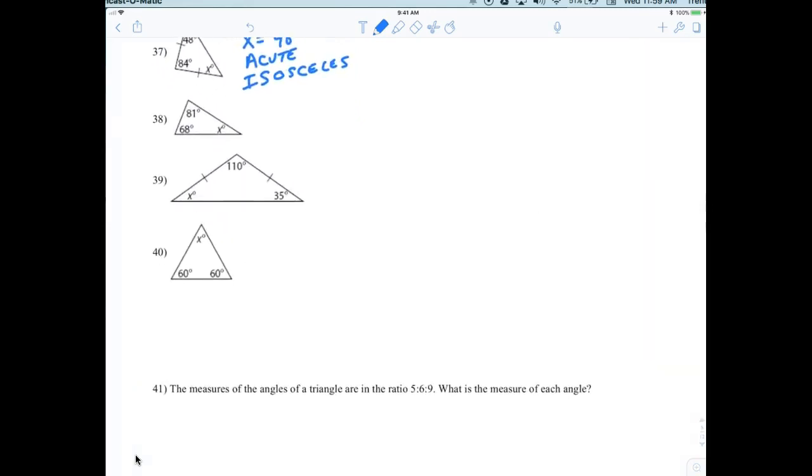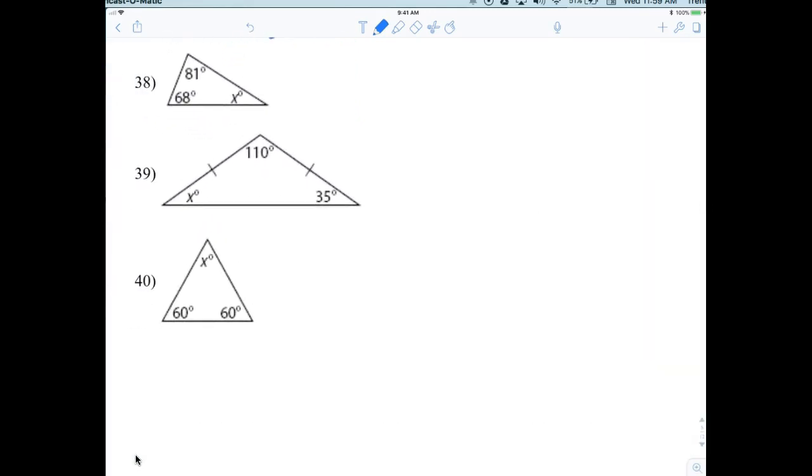Okay, let's try 39. What about 39? What is angle X? I think it's 35 degrees. So it would be obtuse, very good, and isosceles, very good. Obtuse and isosceles.